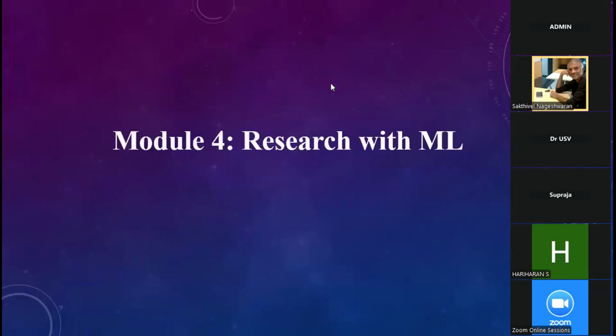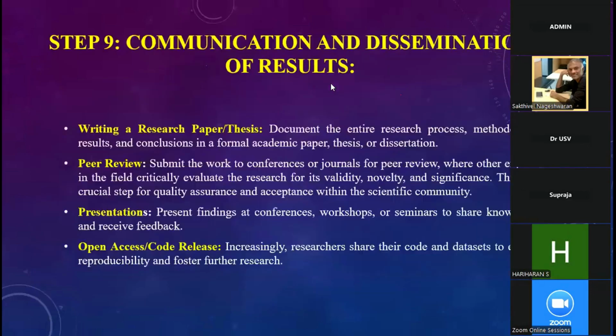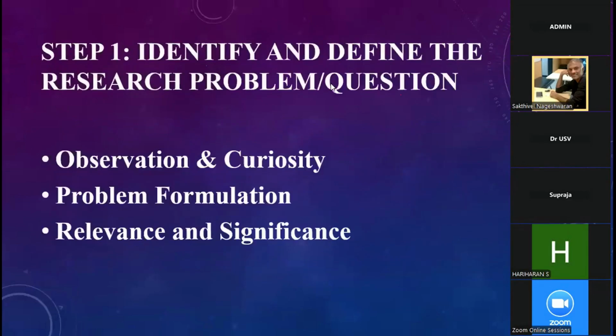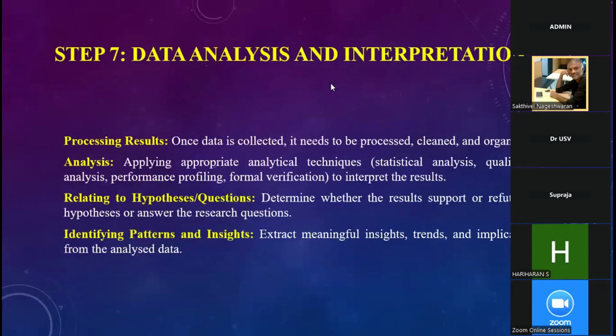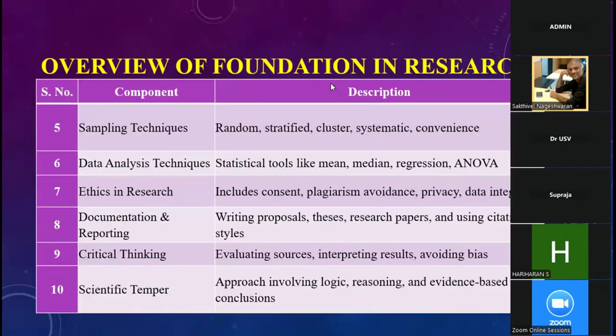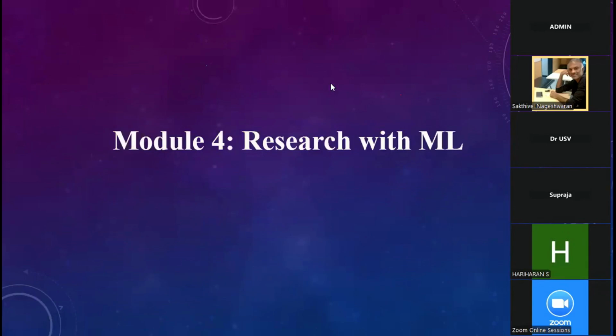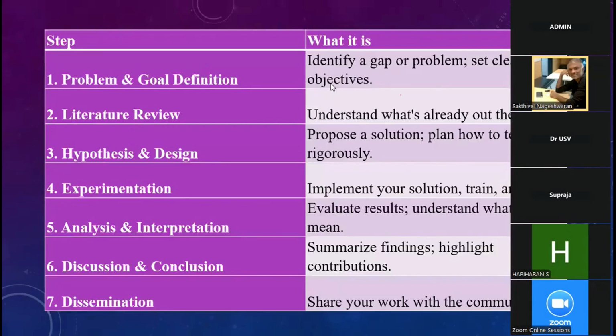Now I go to module 4. So now, how is research done with ML? Previously, we have seen what research is and how to do it. Those are quite common steps, the foundation in research. Now I'm going to move on to the 4th module, which is research with ML. How are we going to do research with ML? Here, once again, I'm coming with the 7 steps.